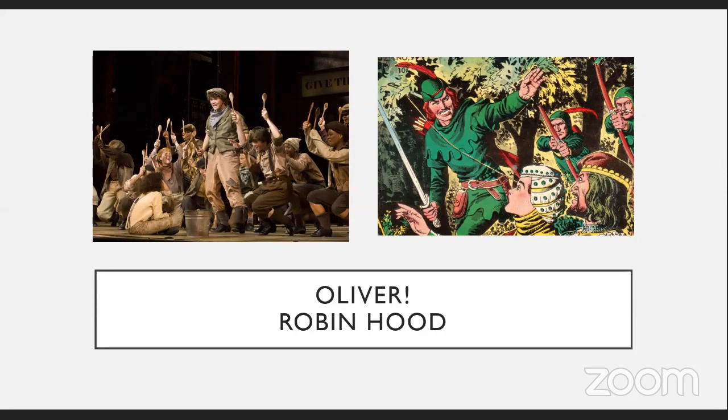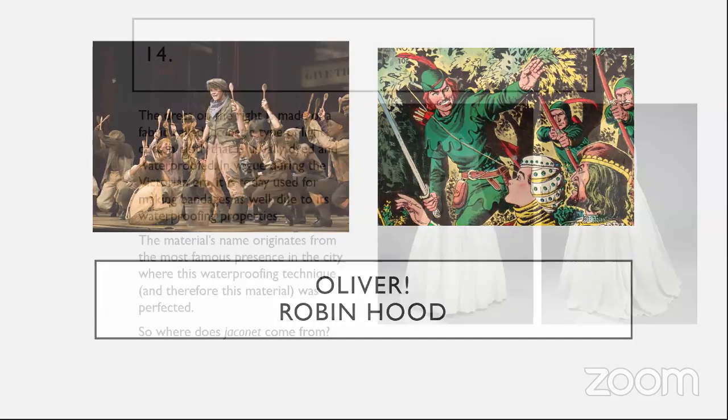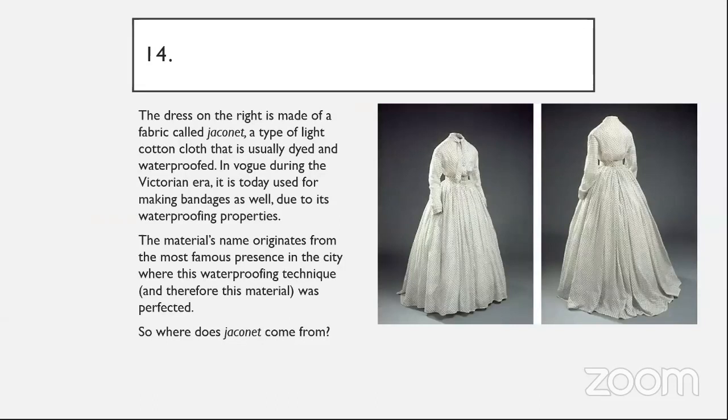And the next question again to team 5. So the dress on the right is made of a fabric called jaconet, a type of light cotton cloth that is usually dyed and waterproofed. In vogue during the Victorian era, it is today used for making bandages as well, due to its waterproofing properties. The material's name originates from the most famous presence in the city where this waterproofing technique and therefore this material was perfected. So where does jaconet come from?